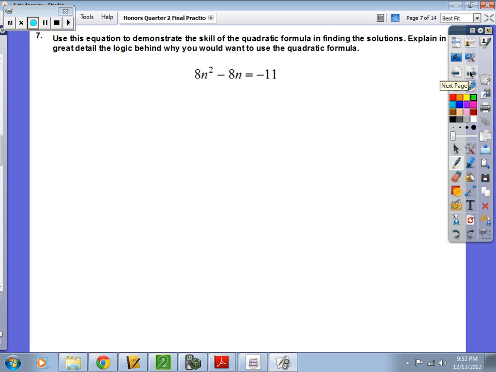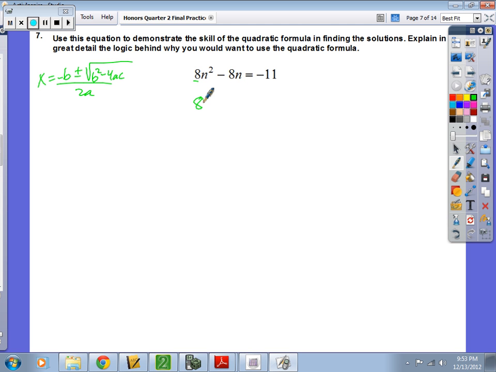Now use this equation to demonstrate the skill of the quadratic formula. Okay, the quadratic formula is x equals negative b plus or minus square root of b squared minus 4ac all over 2a. Okay, why in the world would you ever want to use the quadratic formula? I would want to use it because this sucker does not start with 1. I mean, this looks kind of beastly.